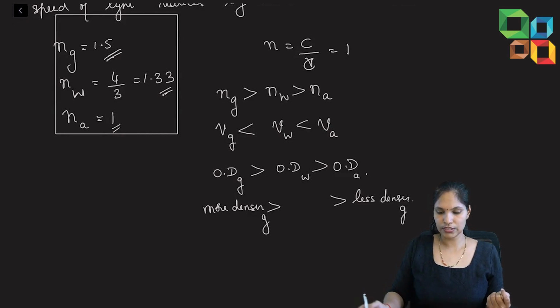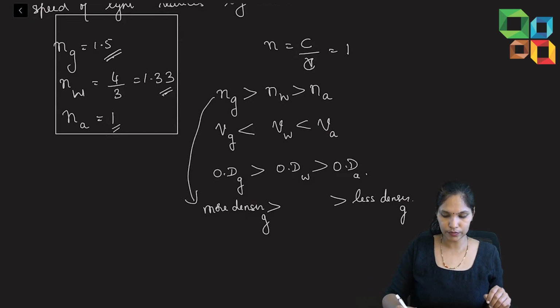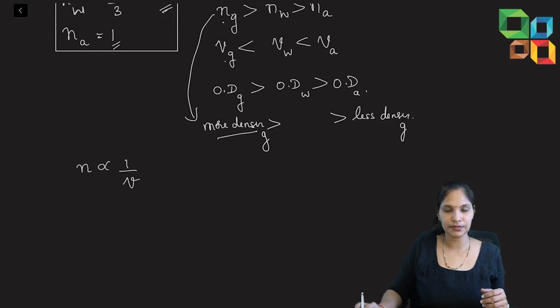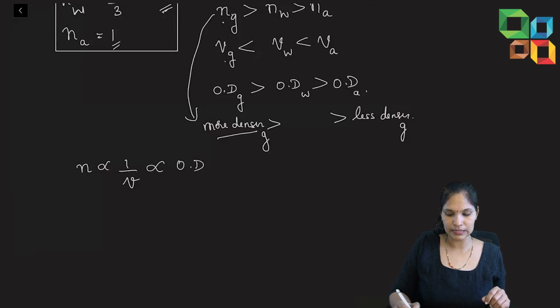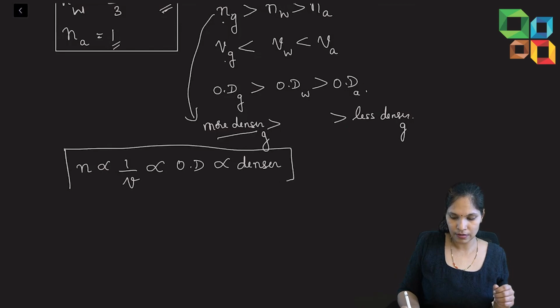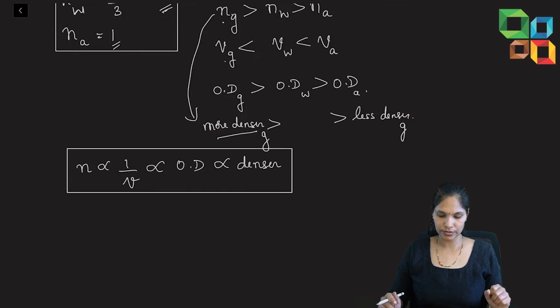Okay, so this is what refractive index actually finally suggests. If you see, the more the refractive index, the more is the optical density. So how are they related, let us see. The more the refractive index, the less the speed, so it is inversely proportional to the speed. The more the refractive index, the more is the optical density, so the more denser. So this is how these three are related. Hope you understood this.